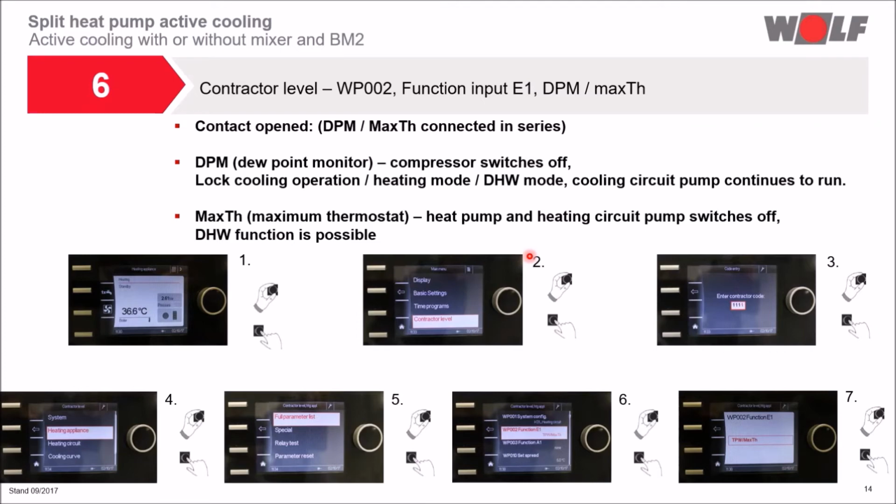The function E1 can be changed as follows. The first step is to open the contractor level and select heating appliance. We open the full parameter list and choose the parameter WP2, function E1. Now we can select the desired function and confirm the entry.